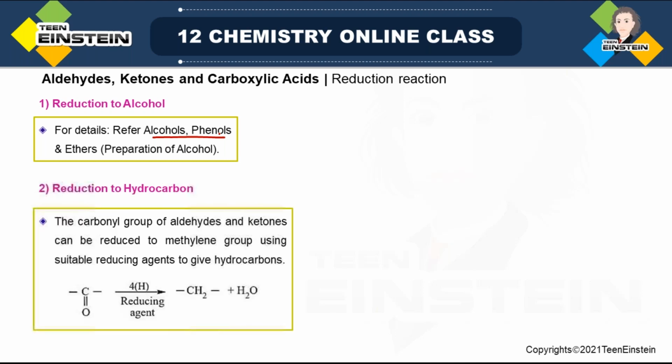Okay, next type of reaction is if you are using some reducing agent which reduces aldehyde or ketone to hydrocarbon, not alcohol. In alcohol it is converted to CHOH, but now it is CH2, there is no oxygen. The carbonyl group of aldehyde and ketones can be reduced to methylene group. Methylene group means CH2. Don't be confused between methylene and methyl. Methyl is CH3, methylene is CH2. Fine. So methylene group is generated from C=O.